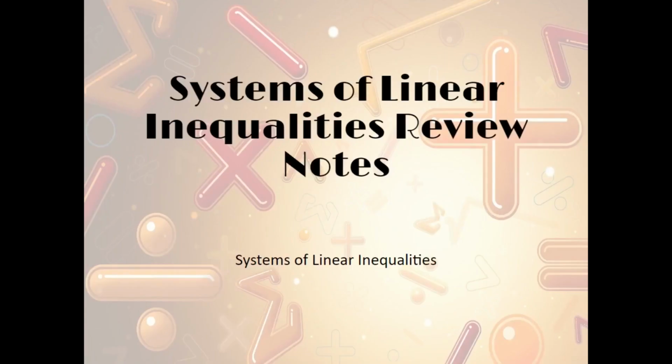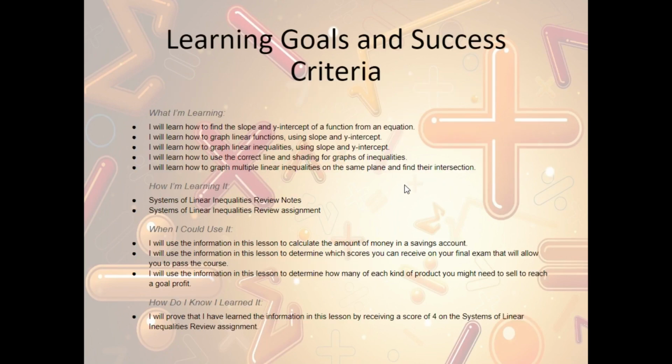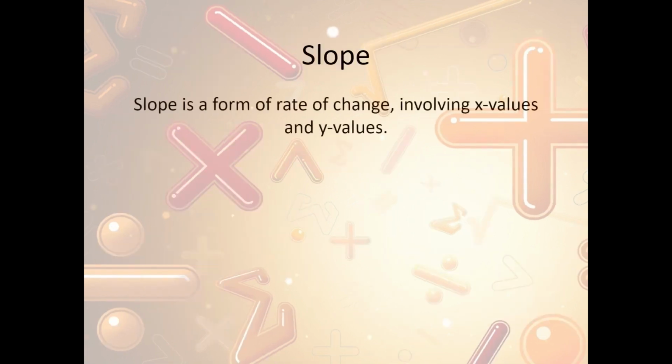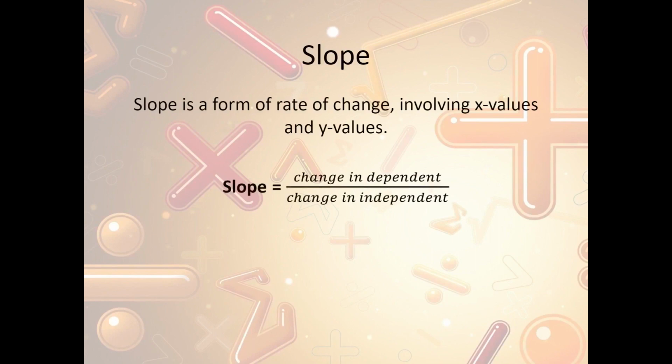Let's take a look now at the Systems of Linear Inequalities Review Notes. The notes begin with the learning goals and success criteria. Now let's talk about slope. What is slope? Slope is a rate of change involving x values and y values. Slope is known as the change in the dependent variable over the change in the independent variable. Now what does that really mean? That really means that slope is the change in the y values over the change in the x values. So it's always y over x.